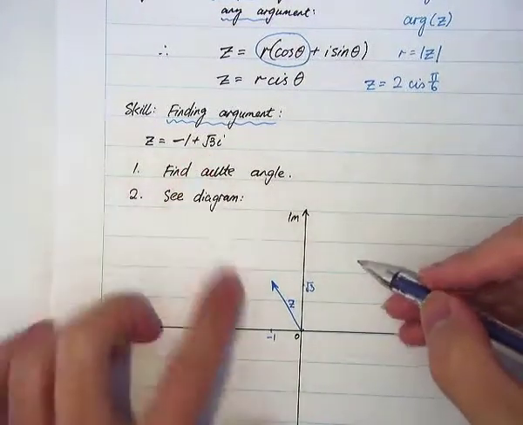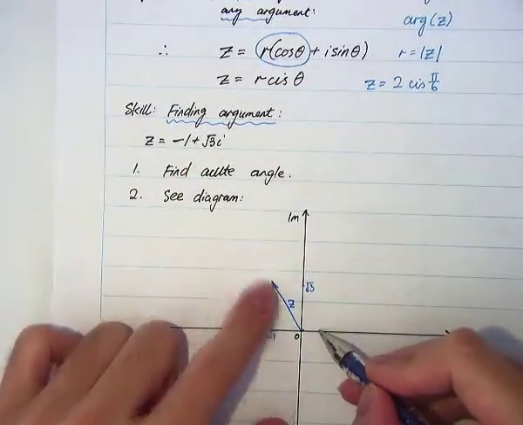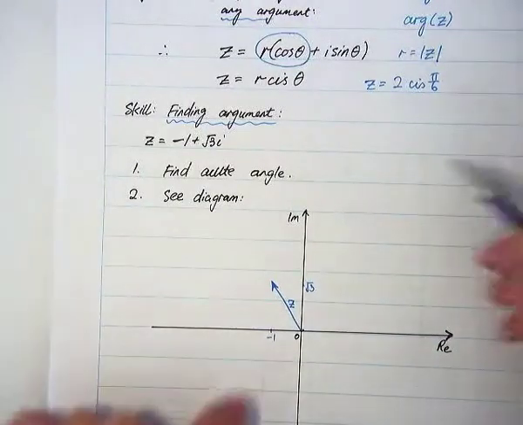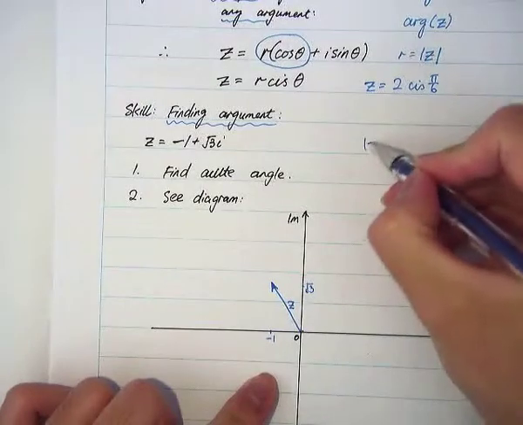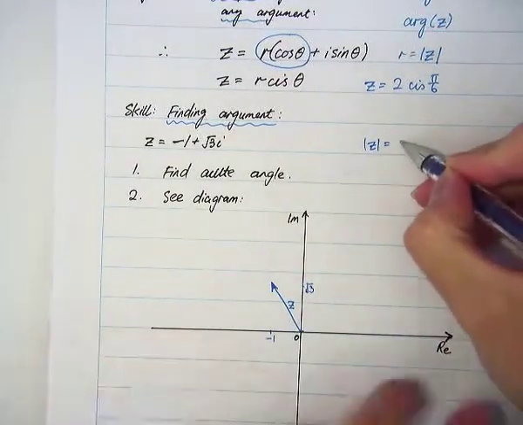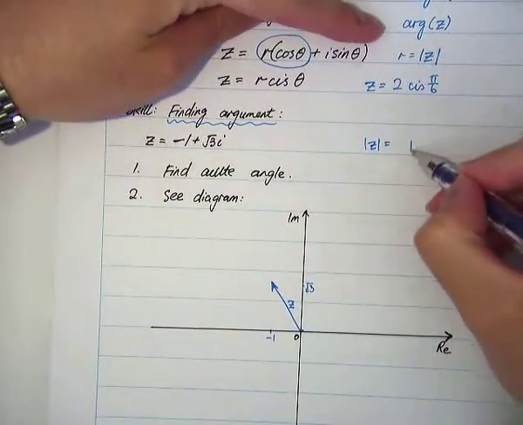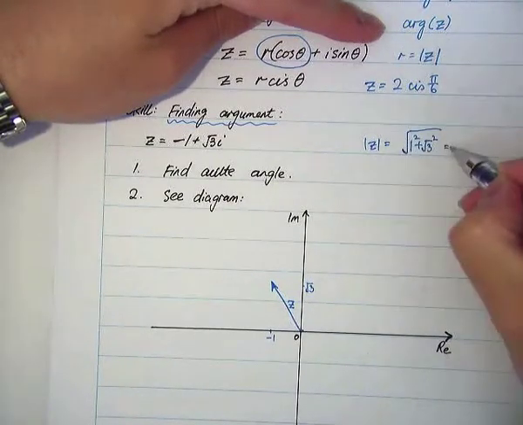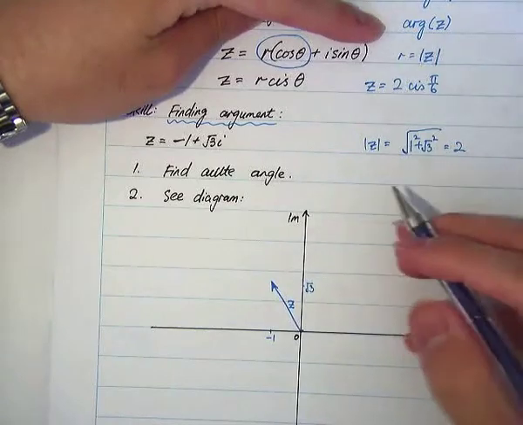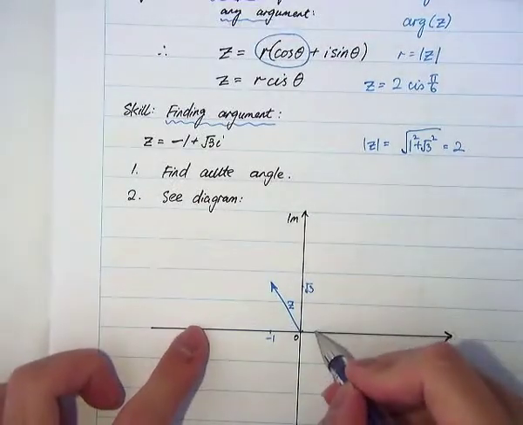Now, knowing that vector, we must again consider its modulus and its argument. The modulus is easy. Just use Pythagoras, and we can find it quite easily. So the modulus of z equals the square root of minus 1 squared plus root 3 squared, and that gives us 2. And the argument is going to be this angle.